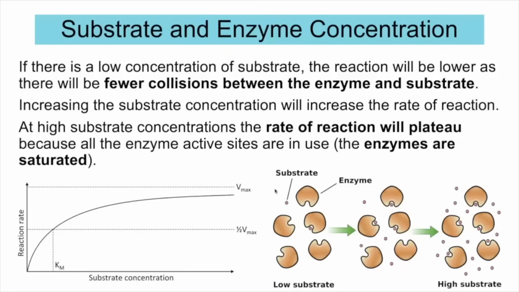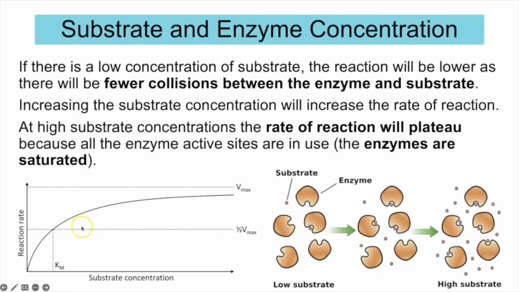We then move on to looking at the impact of enzyme and substrate concentration. Now, these do not cause the enzymes to denature or cause any change in shape to the enzyme. These have an effect based on the idea of saturation. So if there is a low concentration of substrate, the reaction will be lower as there will be fewer collisions possible between the enzyme and the substrate, because there are just fewer molecules there to potentially collide.